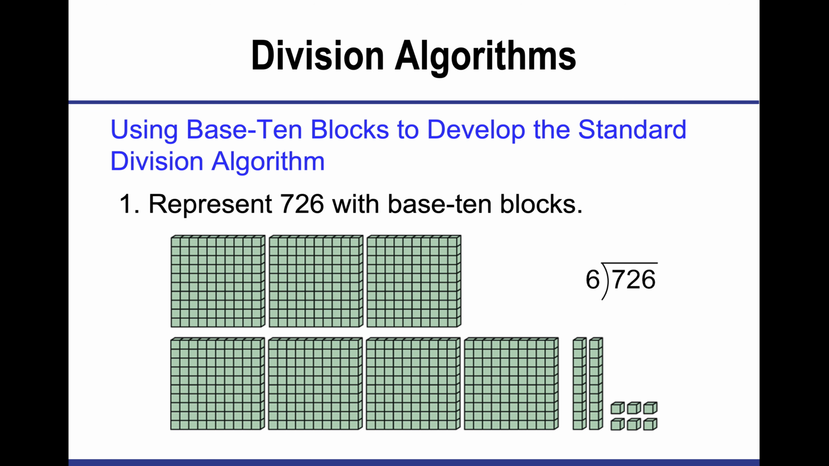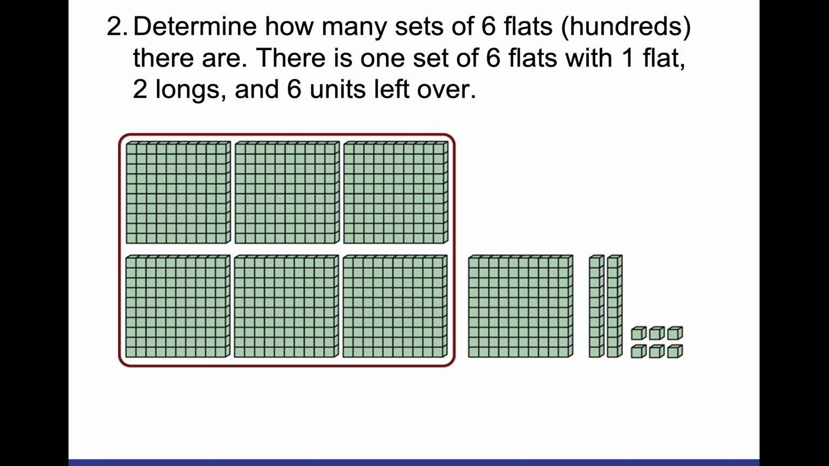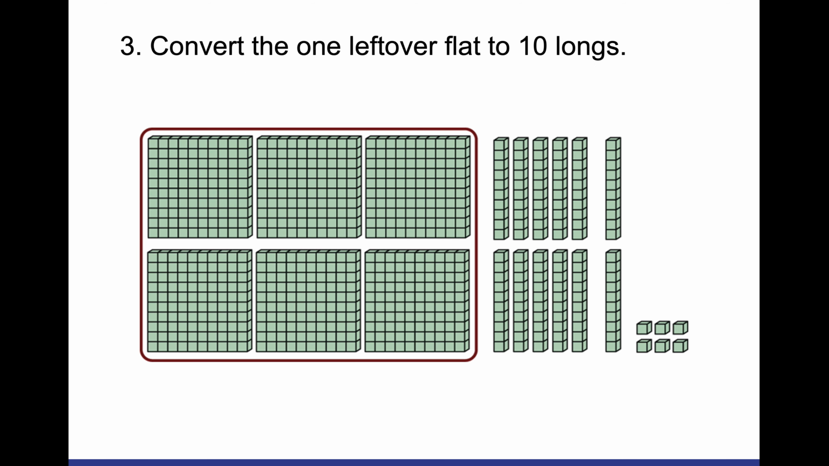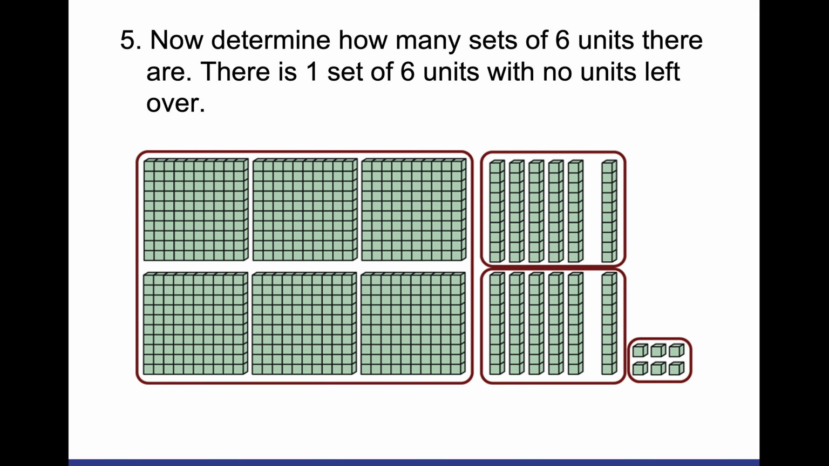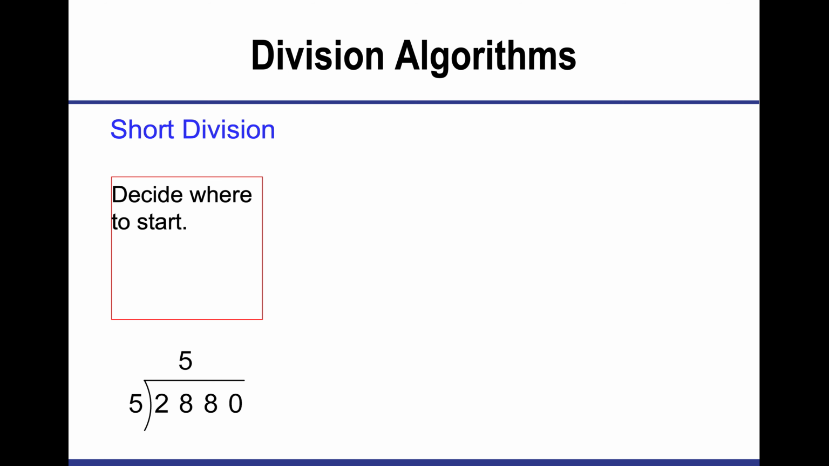Using base 10 blocks to look at standard division algorithms, we can take those blocks and break them apart into 6 groups. So I've got 6 100s, every group gets a 100. Then I'm going to break up that 10 block and distribute it to everybody to get the answer. And this is what it would look like. So again, that's a manipulative way of having students break it apart and actually look at solving it.